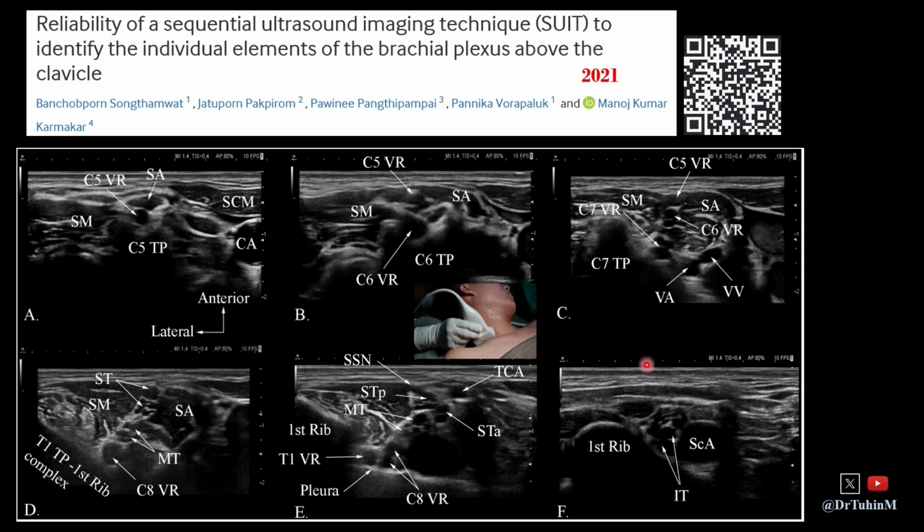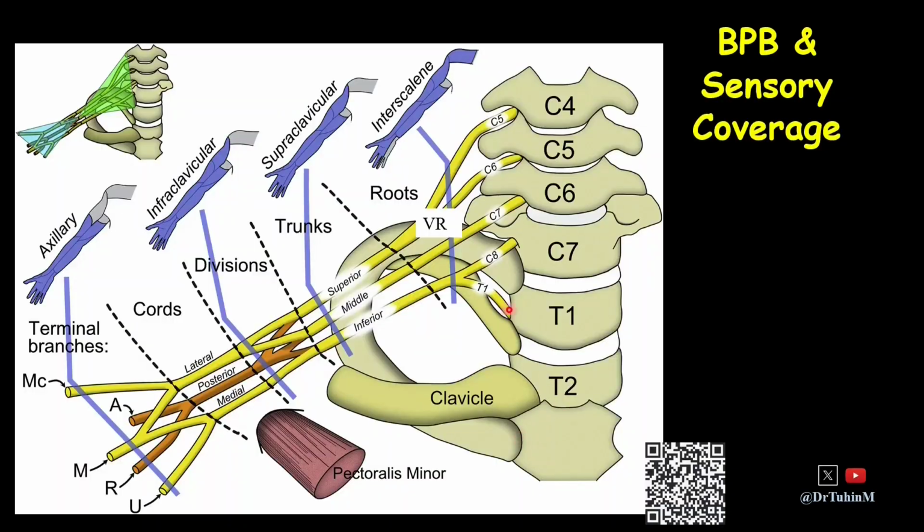I won't go into the details here as you will have a dedicated class on the sweep technique soon. The choice of blocks depends on several factors, including the targeted dermatome, myotomes, and osteotomes, as you can see here along the course of the brachial plexus.